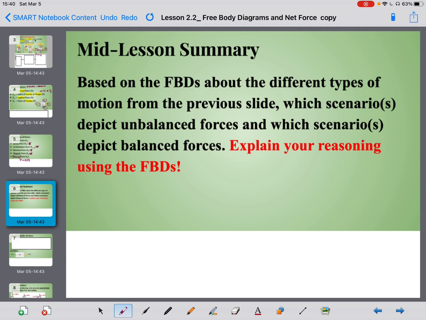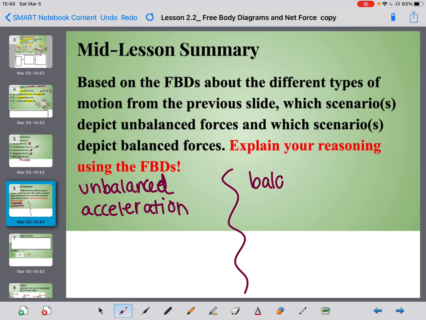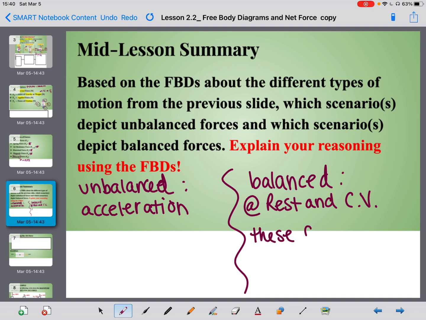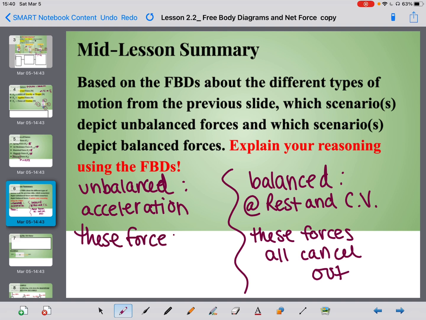So here, I will write unbalanced is acceleration, and balanced is at rest and CV, which is just constant velocity. So balanced means these forces all cancel out, whereas unbalanced, these forces do not cancel out. Okay?